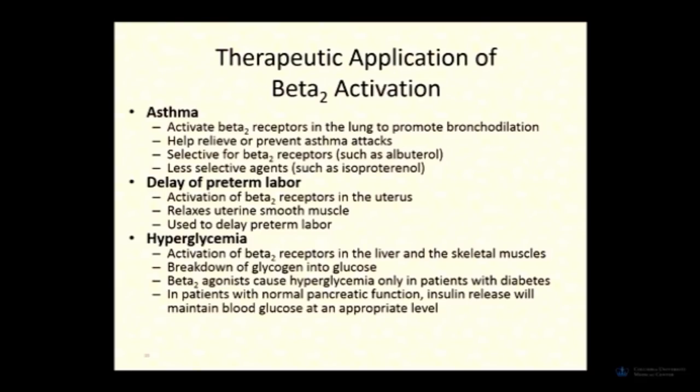So under normal conditions, in a healthy individual without diabetes, activation of beta receptors in the liver and in the skeletal muscle does cause release of glucose, but a person with normal pancreatic function will have enough insulin release to counteract that, and so they won't have hyperglycemia. But in patients with diabetes, their pancreatic function is not normal. So using a beta 2 agonist in a diabetic patient increases the likelihood of hyperglycemia. And so these drugs might not be used, depending on the severity, in a patient with diabetes.